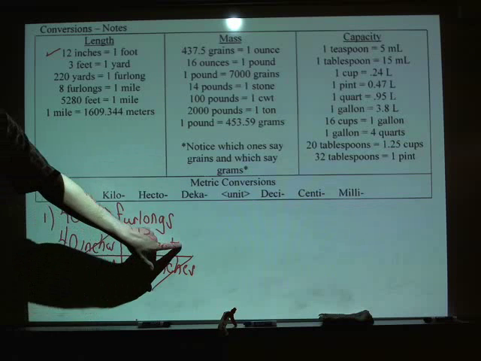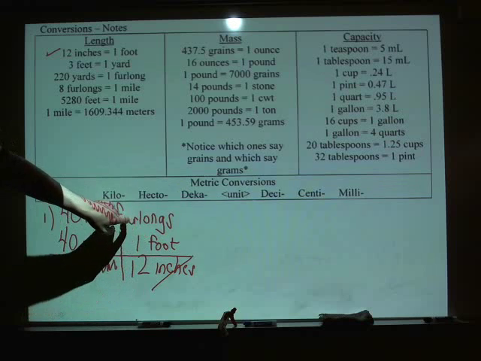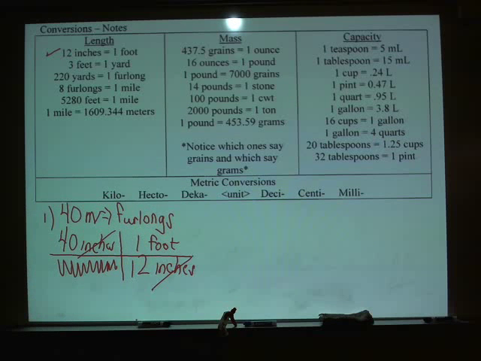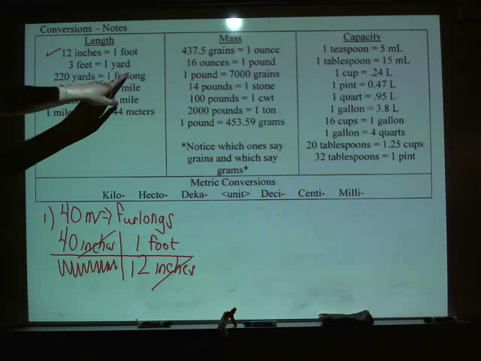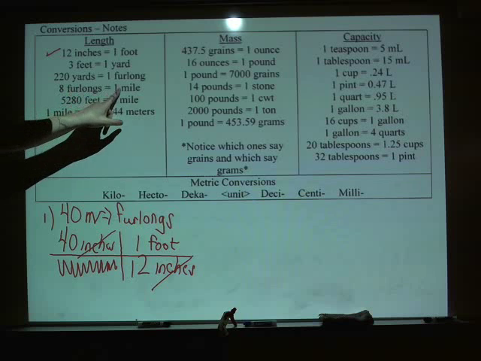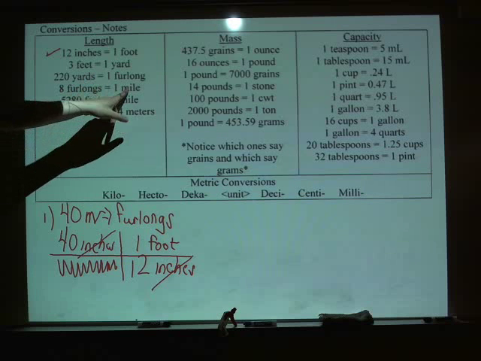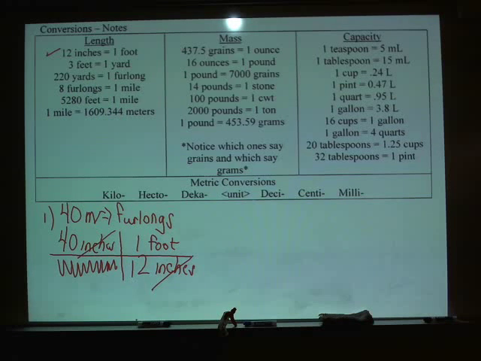So as you can see, now I've got feet here, but remember, my goal is to get the furlongs. So now I would want to look for a conversion that has feet in it, but that would also have furlongs in it. But again, as we know, the only way to get the furlong is to go through yards or to go through miles. Well, that's not going to get me there from feet, so we're going to have to use a second conversion.